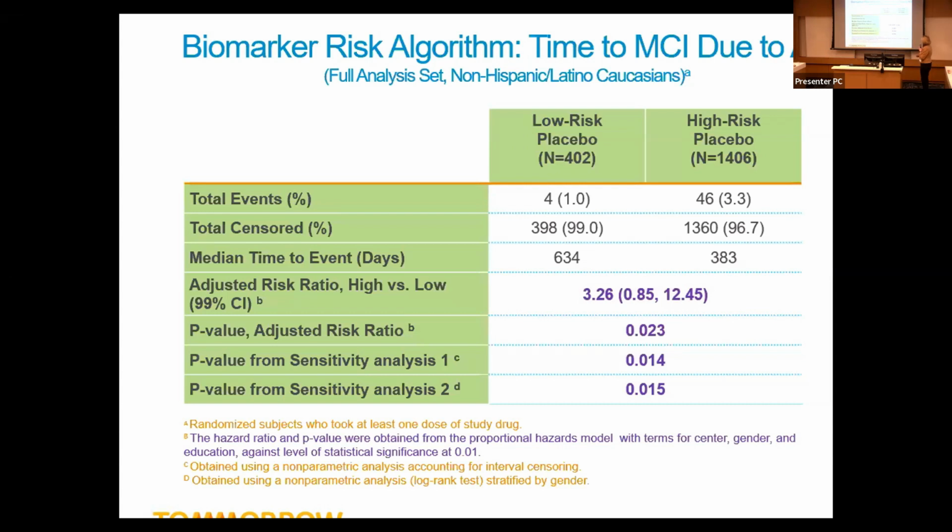So what did we find with the biomarker risk algorithm? If you look here, you can see that as predicted, the high risk was indicating that individuals are more likely to develop the event of MCI due to AD. You can see the adjusted risk ratio right here of 3.26. And the P level is significant. Unfortunately, we had set the P level for this study to be at 0.01, so this was considered to fail. But I think many of us would argue that that's not too shabby.